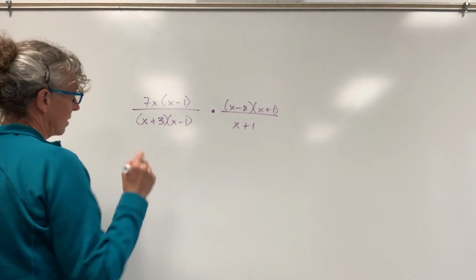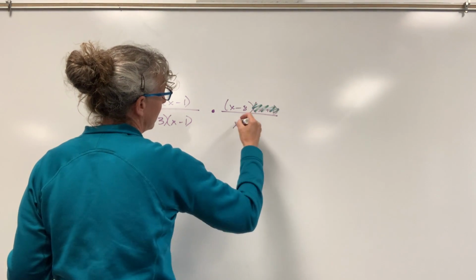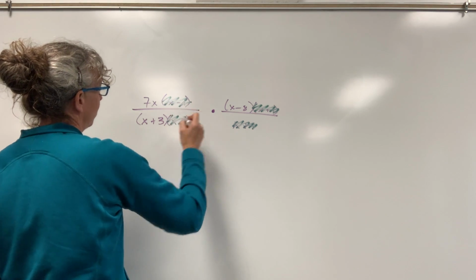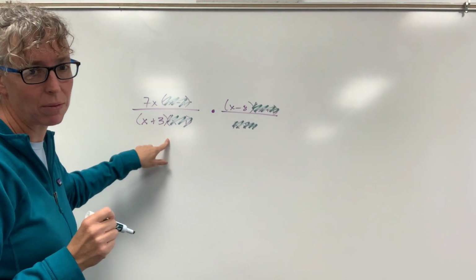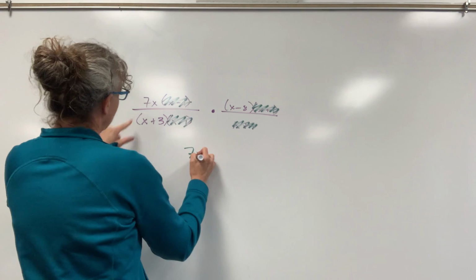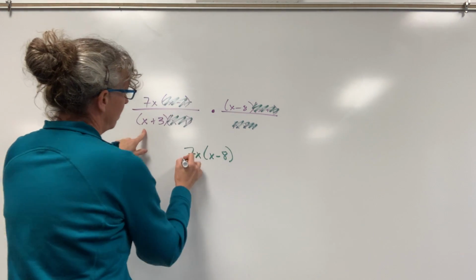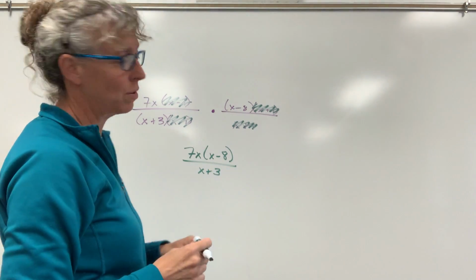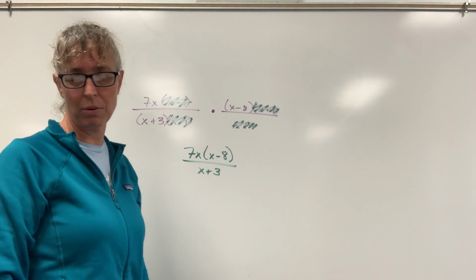All right, so let's start the best part, canceling. I got an x plus 1 and an x plus 1. I have an x minus 1 and an x minus 1. I cannot cancel this x with this one because this one is stuck with the 3, right? Remember that rule? So on the top, I have a 7x and an x minus 8. And on the bottom, I have an x plus 3. You can put that in parentheses if you want, but you don't have to because it's the only thing there.